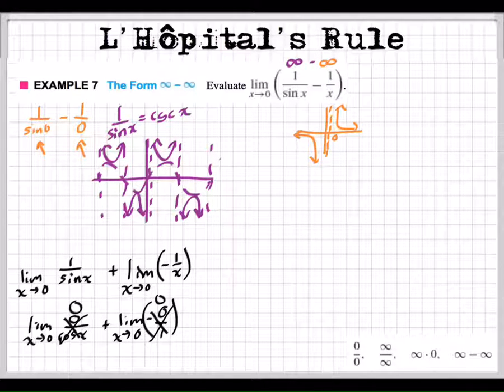What's 0 plus 0? I mean, the limit of 0 as x approaches 0 is 0. The limit of 0 as x approaches 0 is also 0. So 0 plus 0 is 0. This is our answer. That's totally not satisfying, is it? Not at all. Alright, but that's it.